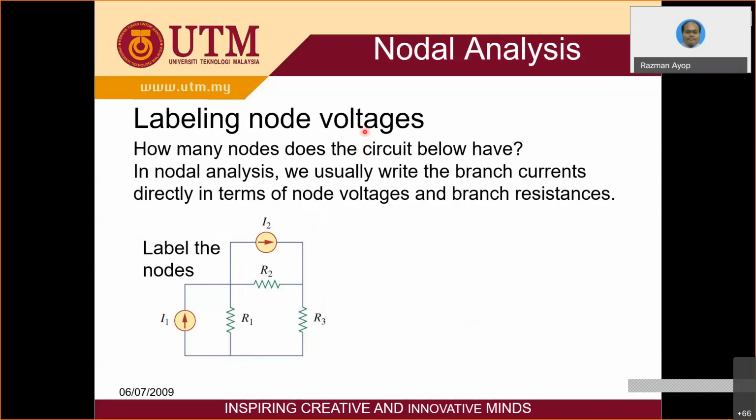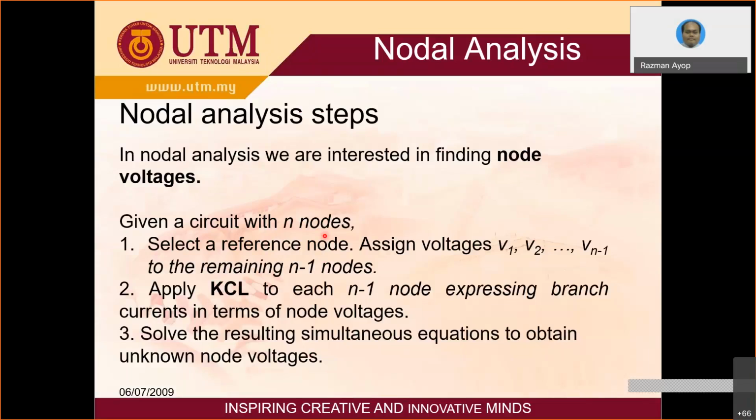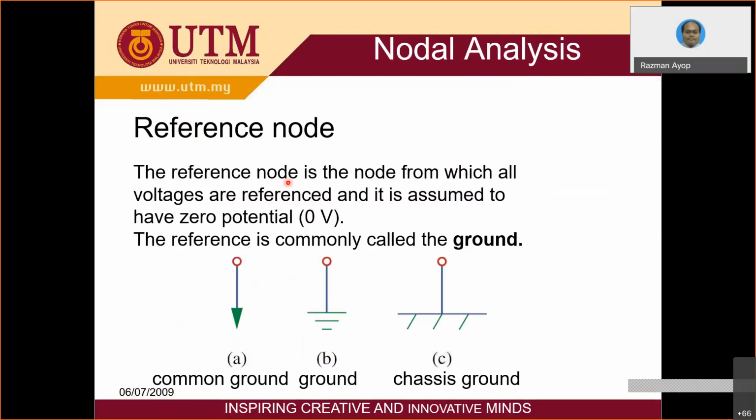Next, you have to label the node voltage. Remember what a node is? Node is basically the junction. This one is one node, this one is one node, and this one is one node. So if you look here, there are 3 nodes. Remember the formula before: when doing nodal analysis, you have to assign n minus 1 node voltages. So this has 3 nodes, so you have to assign 2 node voltages, because one of the nodes will become the ground, the reference node.